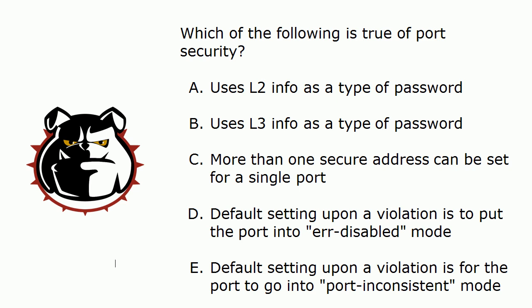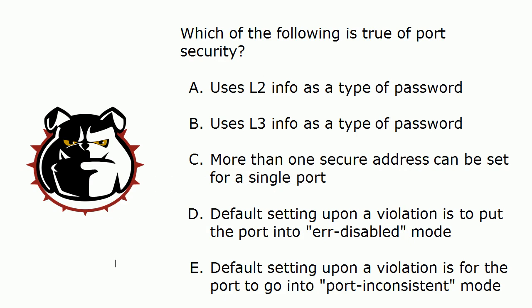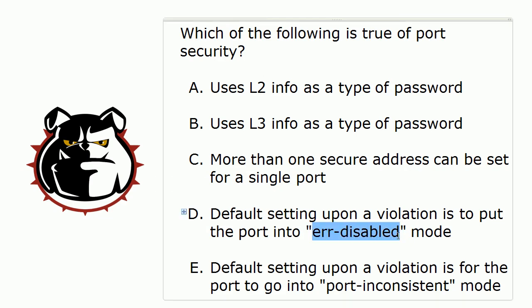Now, what is the default setting on a violation? Well, the default setting out of those 3 that we just looked at, and I'll bring the router back up here: protect, restrict, shutdown. The default is shutdown, and by default, when shutdown occurs, the port is shut down, and it is put into error disabled mode.